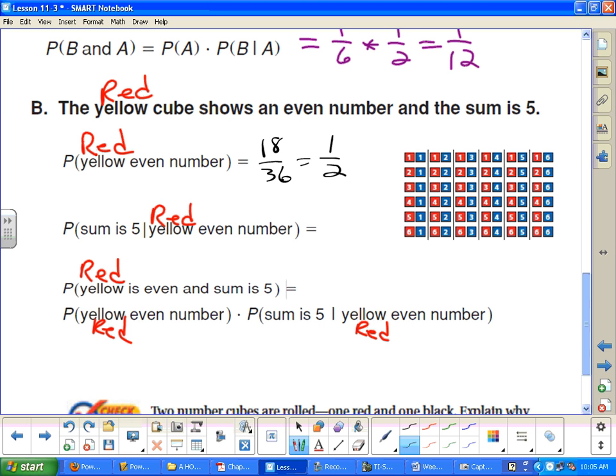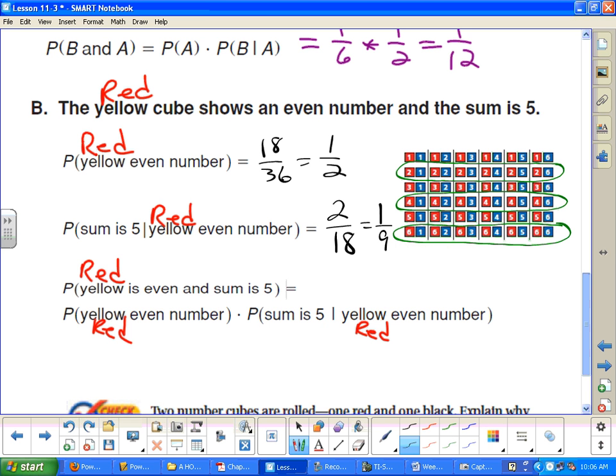So now we are focusing on just these 18. We only care that the red is an even number. How many of those reds with even numbers? So our denominator here is 18. How many of those have a sum of 5? We have 2 and 3, and 4 and 1, right? So 2 out of 18, which is 1/9.